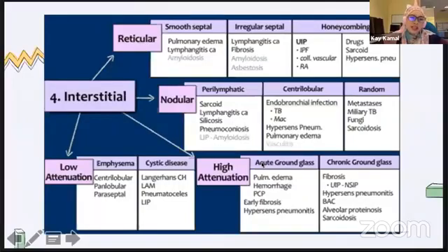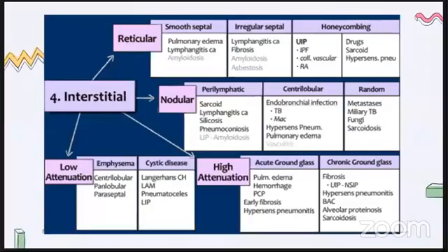So when we see those, we can move on to HRCT so that we can narrow down whether it is a smooth septal type, such as lymphangitis carcinomatosa, or they have honeycombing because of UIP. So whenever we see those lines or nodules that we are unsure about, we can always do HRCT as our next step.